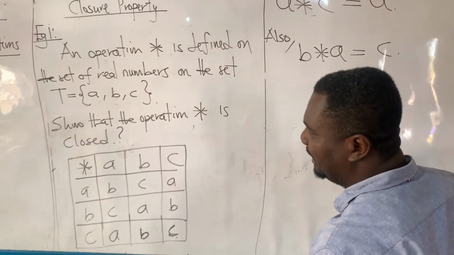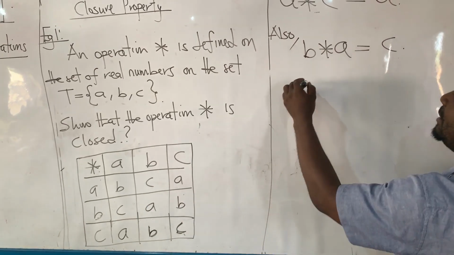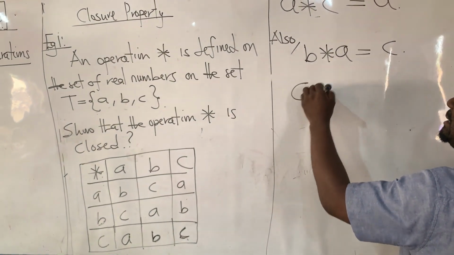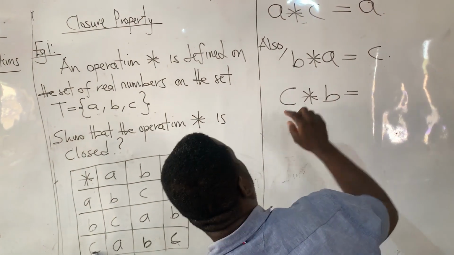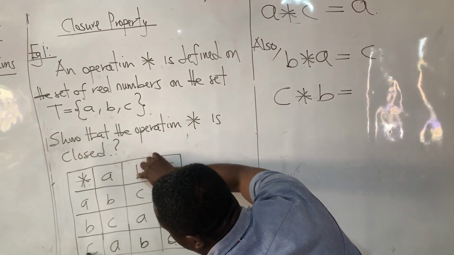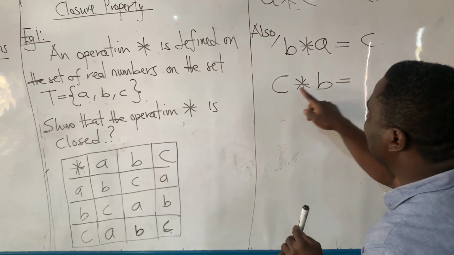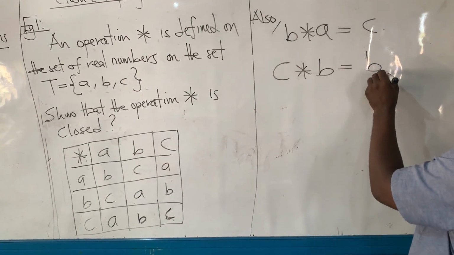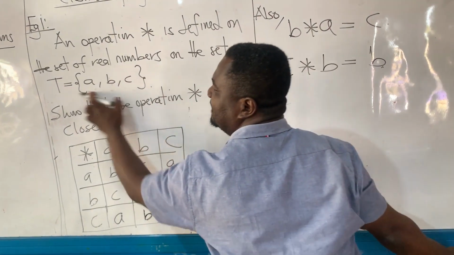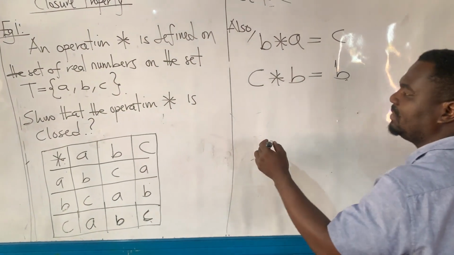Finally, let me try another one. C star B. Let me check. This is my C, and this is my B. Let me match it. The answer to C star B is B. Then you ask yourself, is the answer you are getting a member of the set T? Yes.